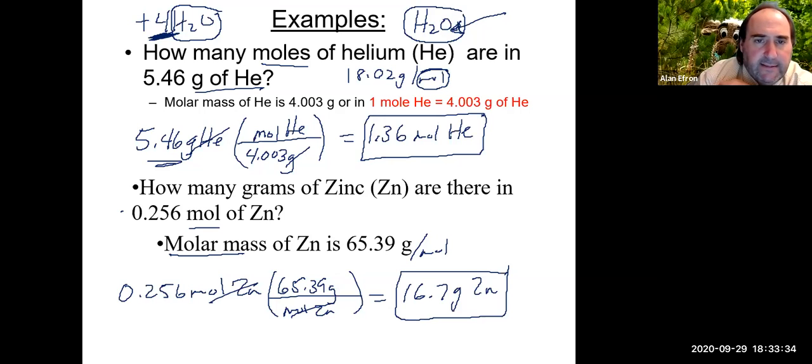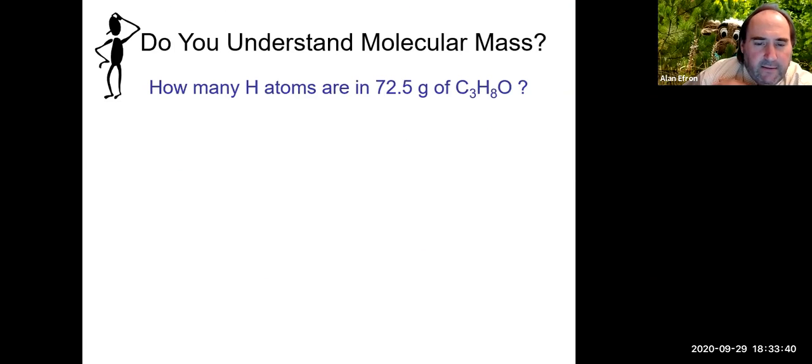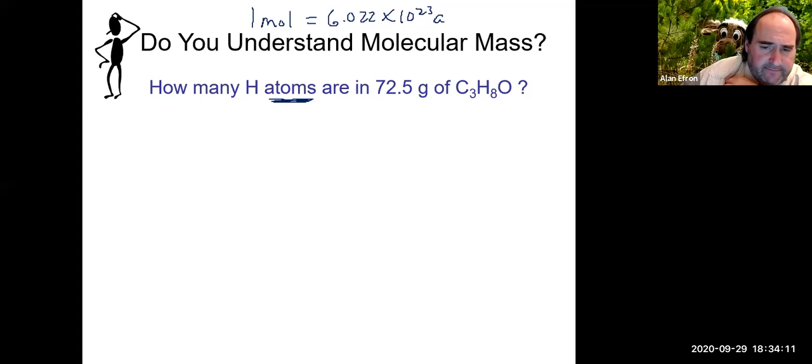All right, let's see what we got going here. Let's talk a little bit about this one, and we'll look at it together. We want to know how many atoms of hydrogen, or how many hydrogen atoms, are there in 72.5 grams of C3H8O. So we definitely know that we need to use Avogadro's number here because we do have atoms mentioned. And again, that means that 1 mole is 6.022 times 10 to the 23 atoms.